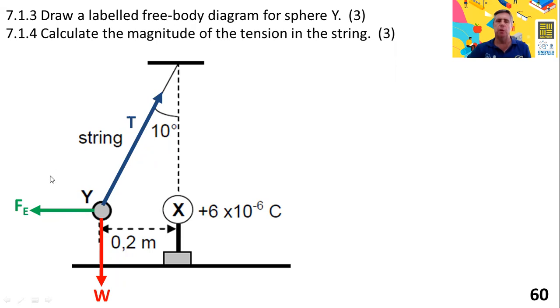So that would be 3 marks for 3 correctly labeled arrows. It doesn't matter how long they are. You do not have to draw them to scale. And my drawing is definitely not to scale.